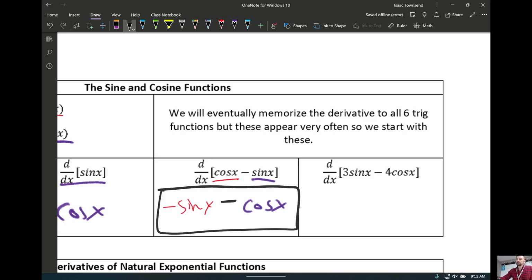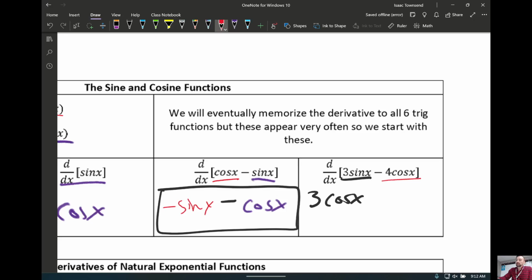Okay, and then also pulling from some of the other stuff I talked about, remember this 3. Do you want the derivative of 3 times something? You can pull the 3 out front and then just do the derivative of the trig function. And then same thing over here.